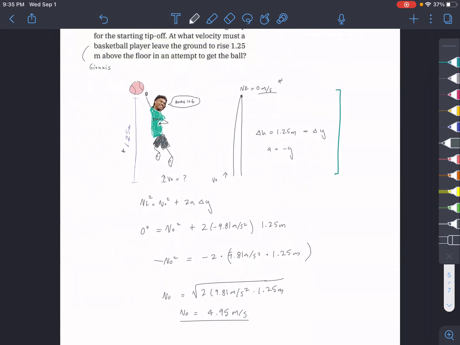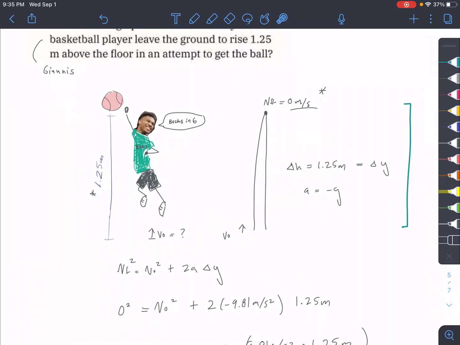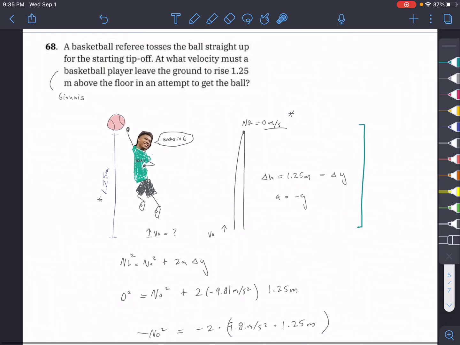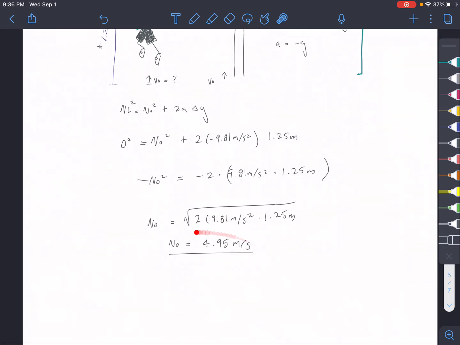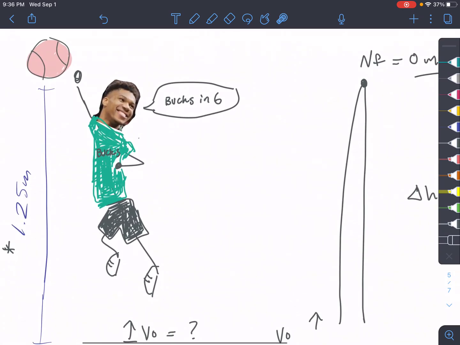All right, so what does that tell us? This measurement that we have right here for the initial velocity is the jumping speed the player is going to need to be able to get high enough in the air. So the initial velocity that he'll need to get high enough in the air to be able to make the tip off. So Giannis, in this case, so long as he can jump off at that 4.5 meters per second, he's going to make that tip off. So, Bucks in six.